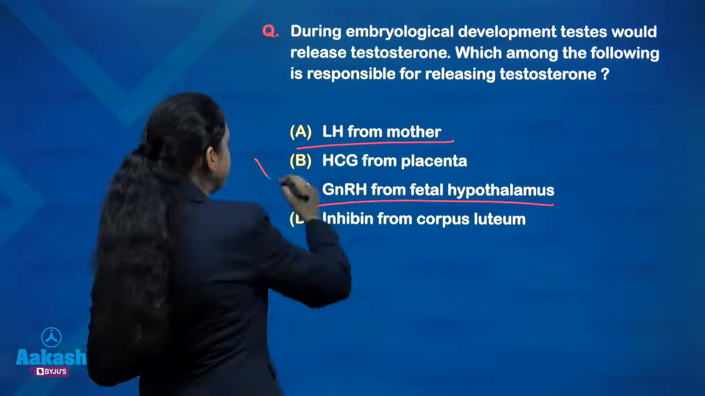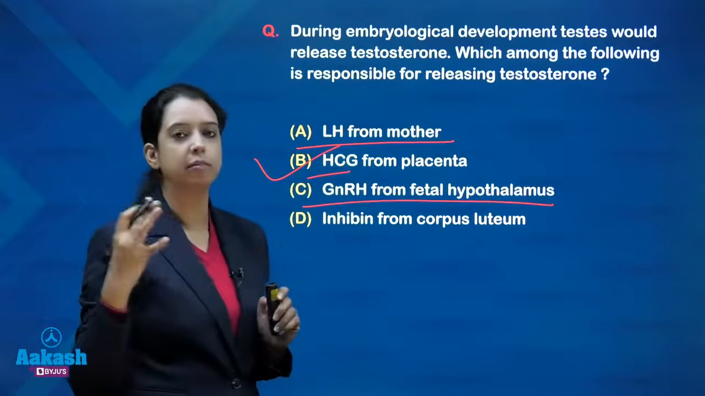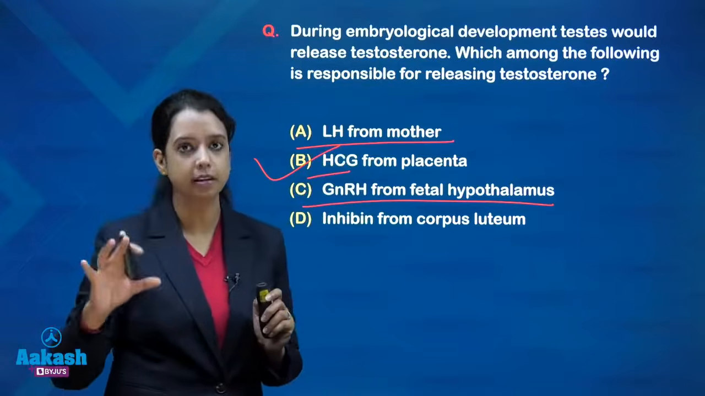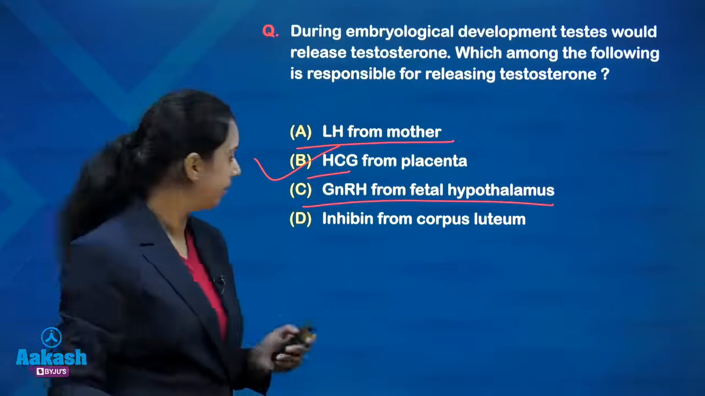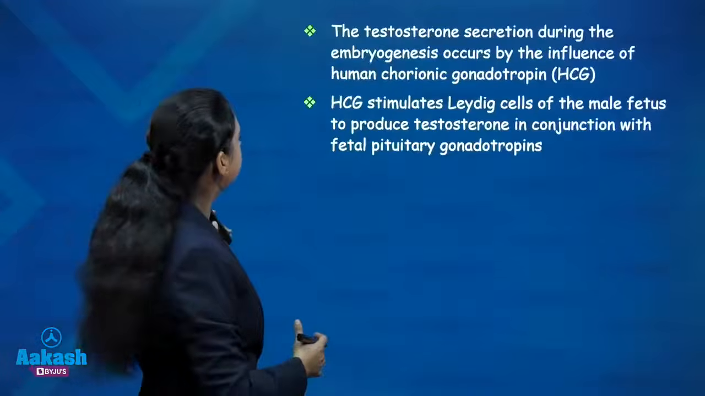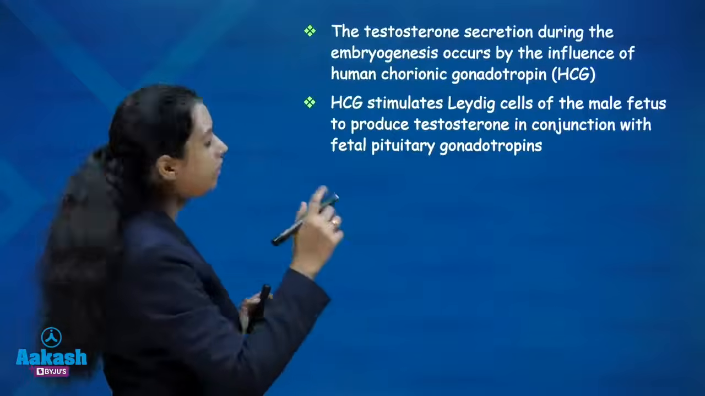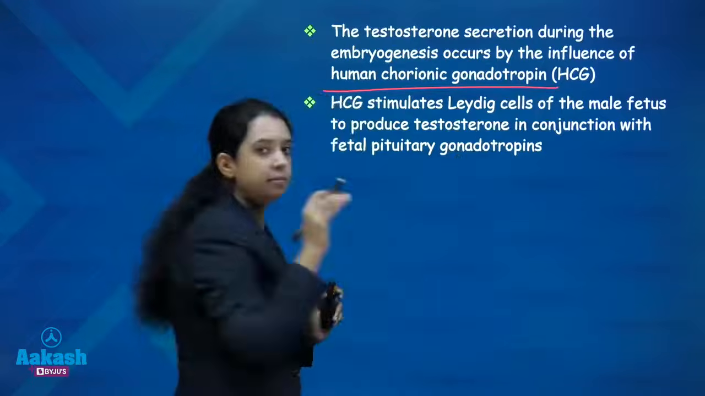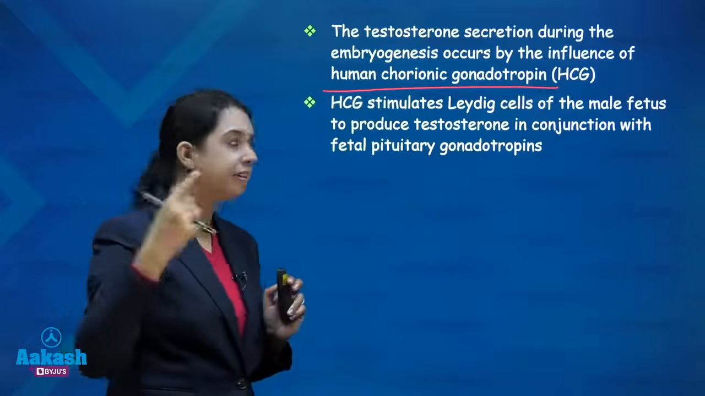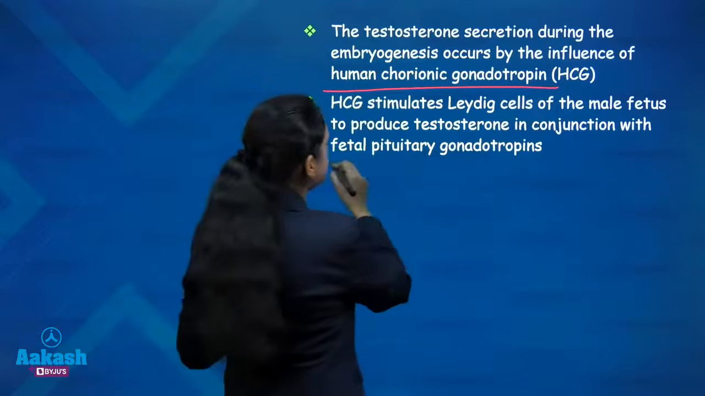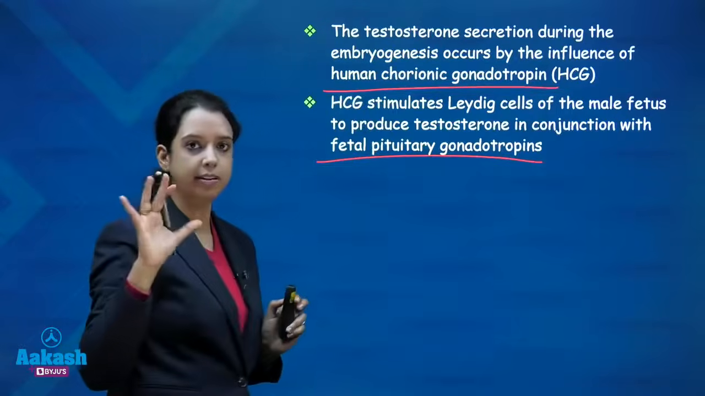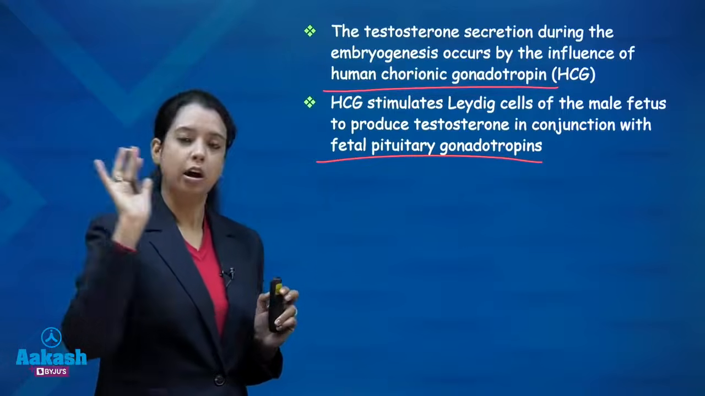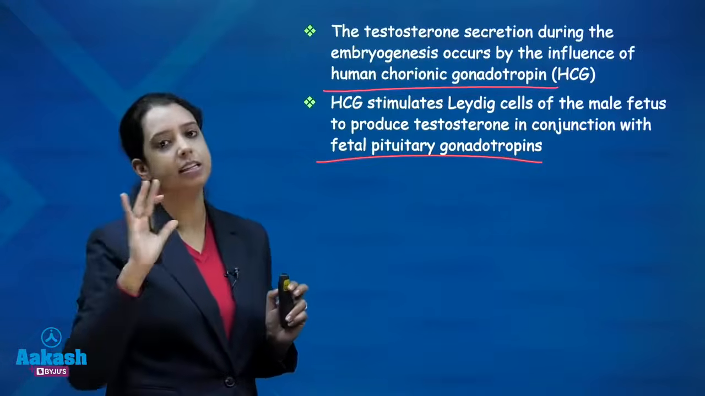It is the HCG from the placenta, which has a structural similarity to LH, that will stimulate the Leydig cells of the fetus, releasing the testosterone. Okay. Inhibin will also not help in that way. So the testosterone secretion during embryogenesis is influenced by HCG. So HCG stimulates Leydig cells along with fetal gonadotropin. The fetal pituitary is secreting a small amount of gonadotropin, and they are also helping in testosterone secretion. Along with that, the placental HCG is also acting.